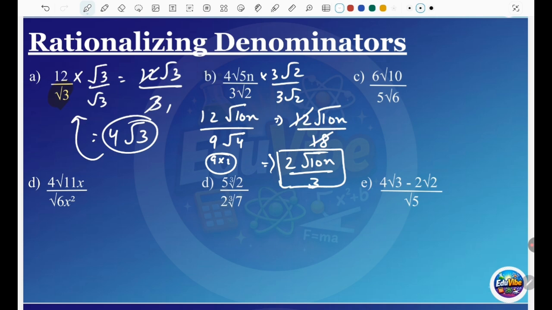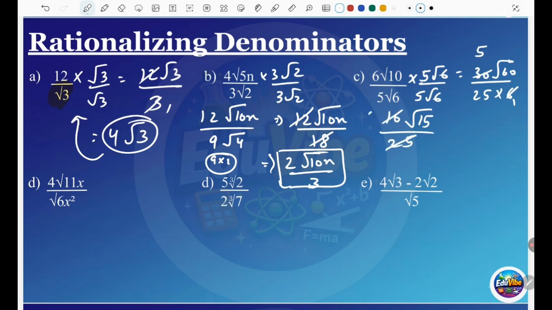Okay, for this question, 6 root 10 upon 5 root 6. You multiply this by root 6. So what do you get? You get 30 root 60 upon 25 times 6. Now how does the 60 come out? You do 4 times 15, so 4 comes out as 2, and you have 5 times 2, so you get 10 root 15 divided by 25. You can simplify this and get 2 root 15 upon 5. That's the simplest form.